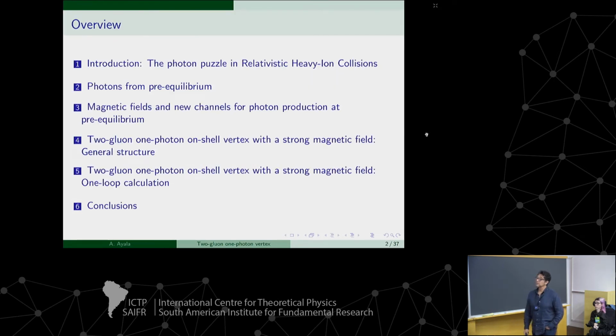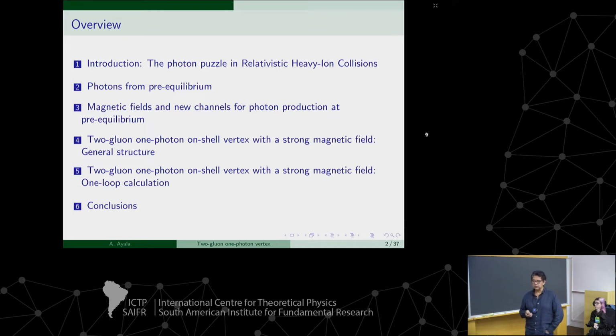So let me start by quickly showing you an overview of the talk. After introducing the so-called photon puzzle in relativistic heavy ion collisions, I will talk to you about the idea that these photons may come from other stages in the evolution of the heavy ion collision, in particular from what is called the pre-equilibrium stage. Then I'll tell you about how magnetic fields could, perhaps during this pre-equilibrium stage, help to enhance the photon production, but at the same time describe the V2.